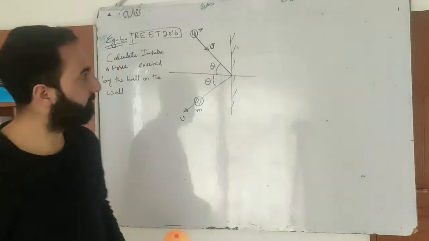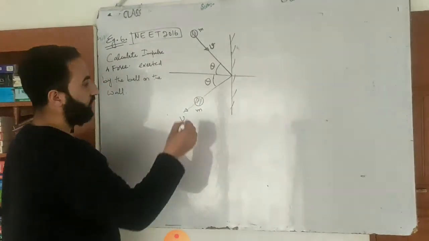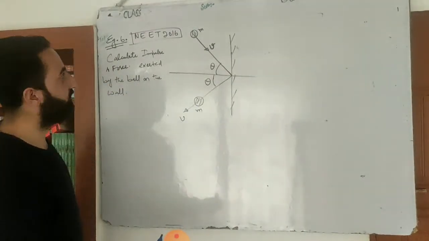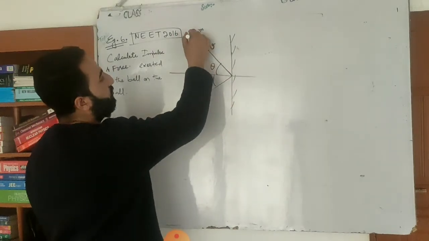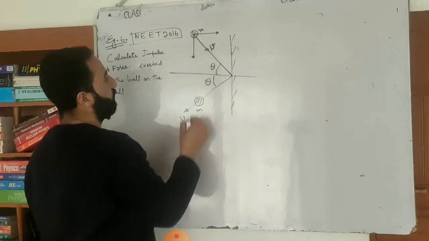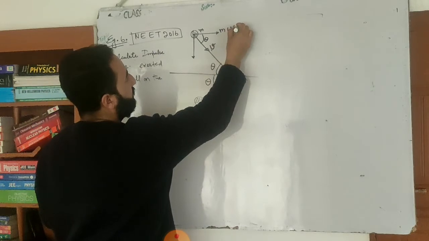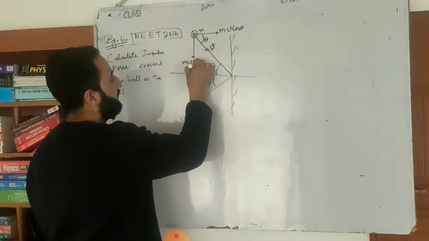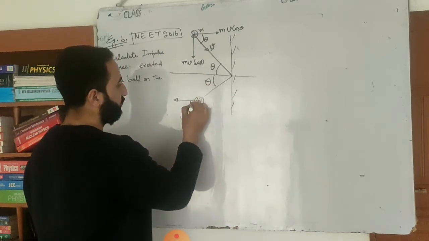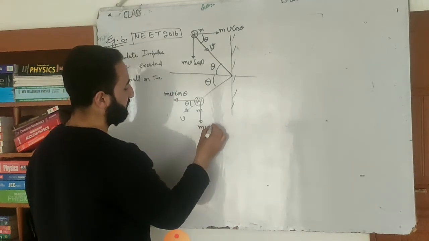Okay, now how to do it? First of all, resolve this linear momentum into two rectangular components. Then calculate delta p, that is equal to impulse. As simple as that. So what is its momentum? m multiplied by v. So I will resolve this into rectangular components. This is theta, so this is also theta. So this will be mv cos theta and this will be mv sin theta. Then here, this is theta, so this is also theta, so this will be mv cos theta and this will be mv sin theta. Okay?